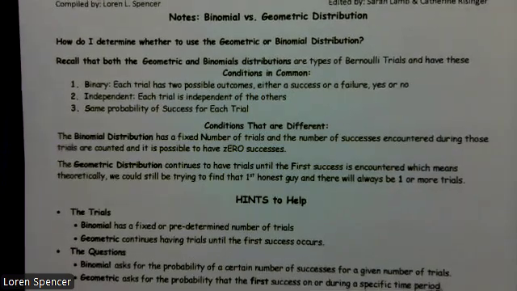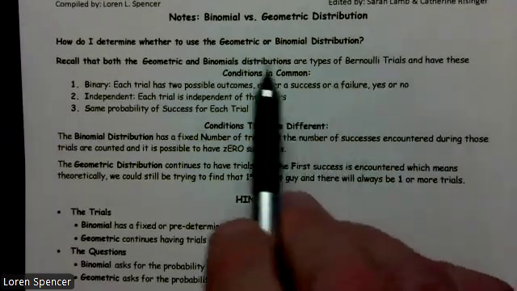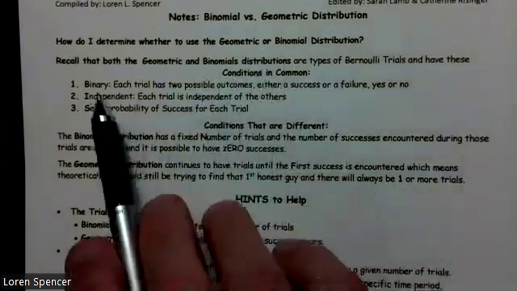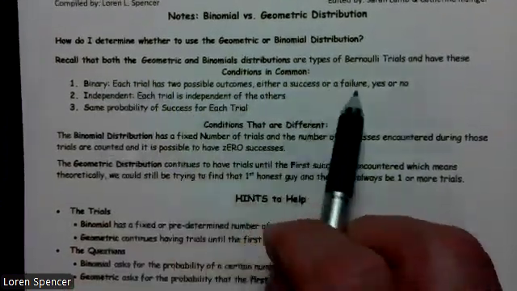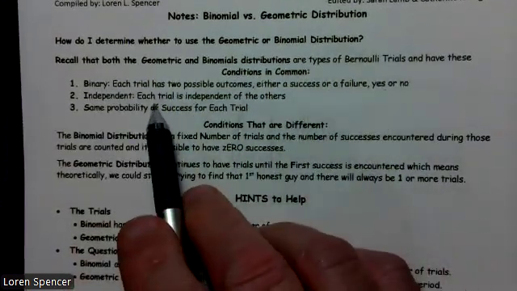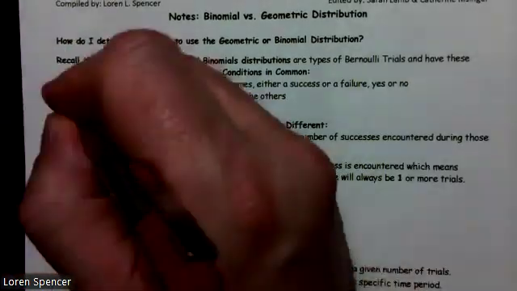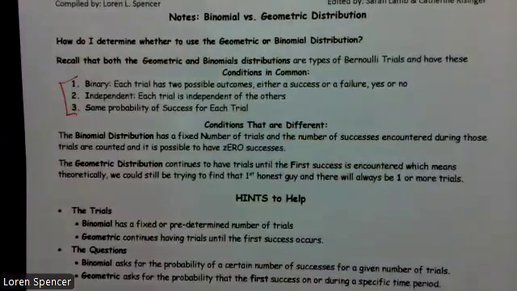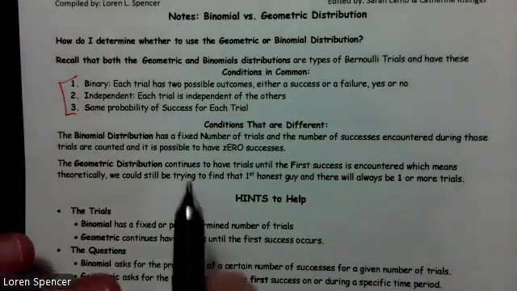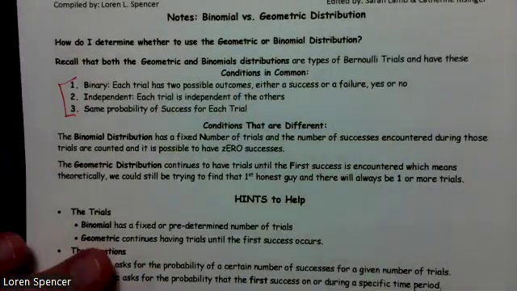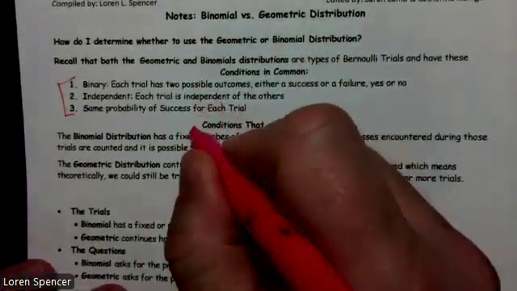First off, please remember both are Bernoulli distributions, both geometric and binomial. Both are binary. In other words, they have a success or failure. The probability of success is independent, and the probability doesn't change for each trial. This is the same for both of them. What's different? The binomial has a fixed number of trials.